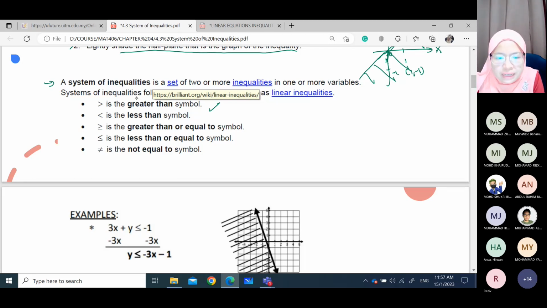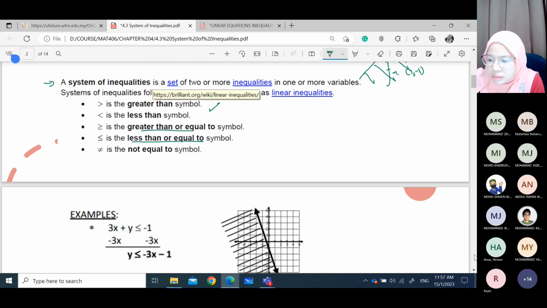Okay, so next we have less than, this symbol. Greater than or equal, so greater than equal, dia ada equal sign kat bawah ni. So we have greater than or equal, and we have less than or equal. And this one is not equal, yang ini is not equivalent lah. Mudah, right? So ini adalah set of inequalities. Okay, ada soalan setakat ni? Tak ada. Right, so kita tengok example.